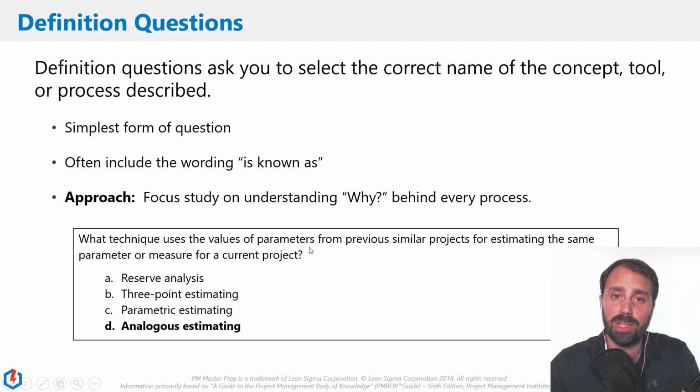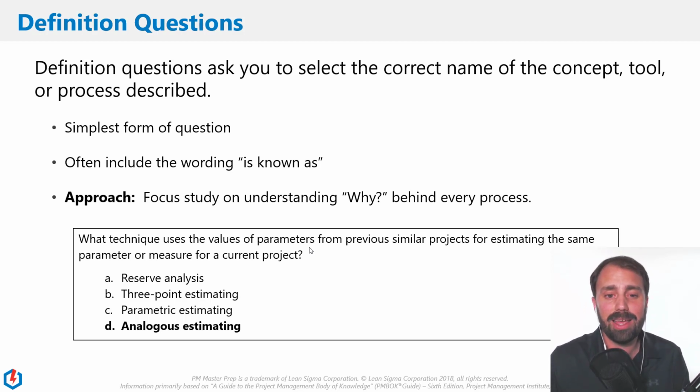So the next type is definition. These aren't the most common questions on there, but they are easy to answer. All right, so definition questions ask you to select the correct name for a concept, a tool, a process, a definition, something in there. It's asking you just to name it. And they're the simplest type. They often could include words like is known as, something is known as something else, right? And so that requires you to have a deeper knowledge.